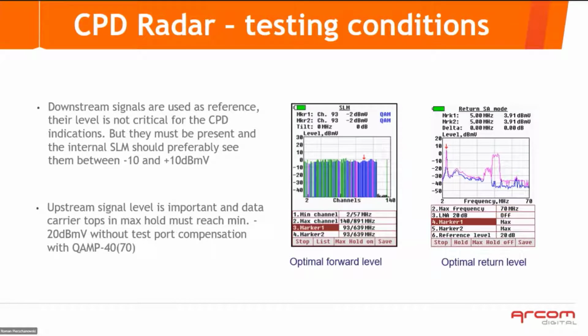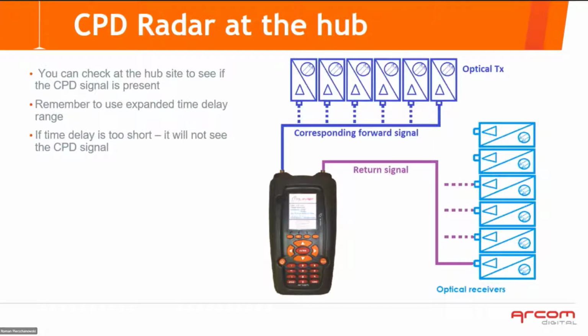Upstream signal level, if it's coming up to 0, it's perfect. If the max hold, this pink line, is at -10, it's absolutely enough to search for CPD without additional amplifiers. If it's -20 or less, then use the additional amp.